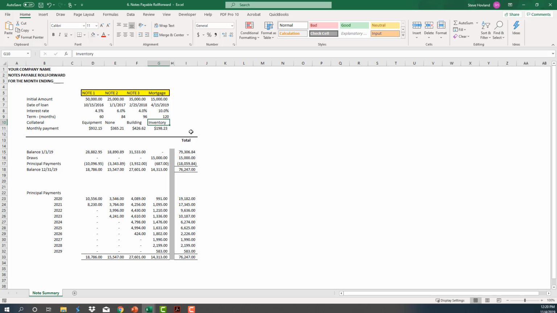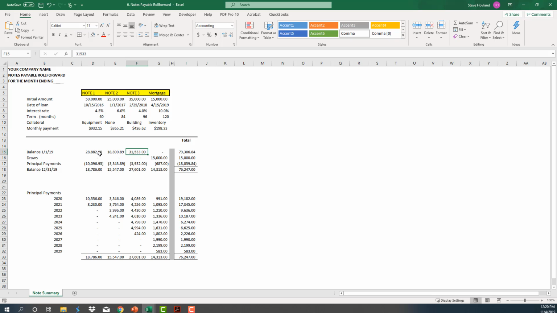Then, of course, the monthly payment. What is the monthly payment that you're going to have to make on these respective notes? So in this situation, I said these three notes were established, obviously prior to 2019. So here were the balances at the beginning of the year.